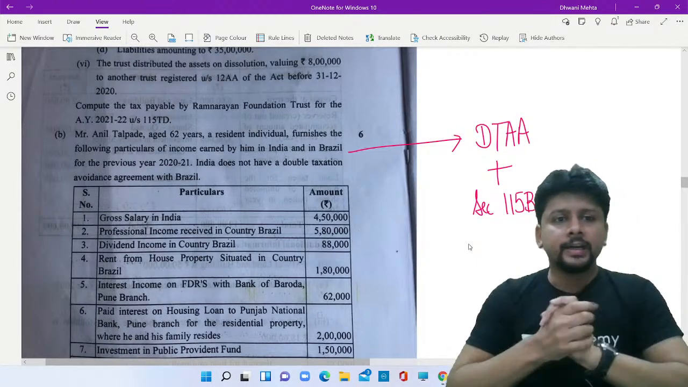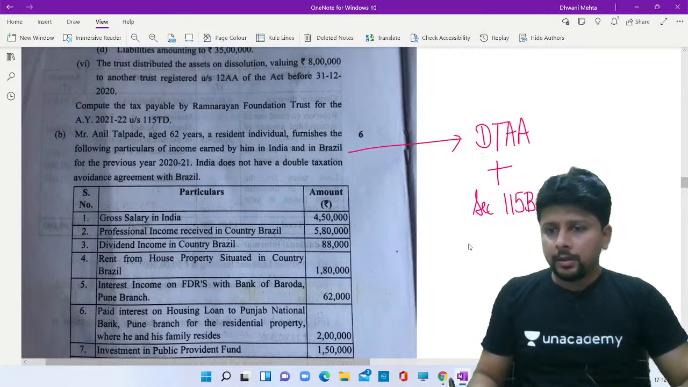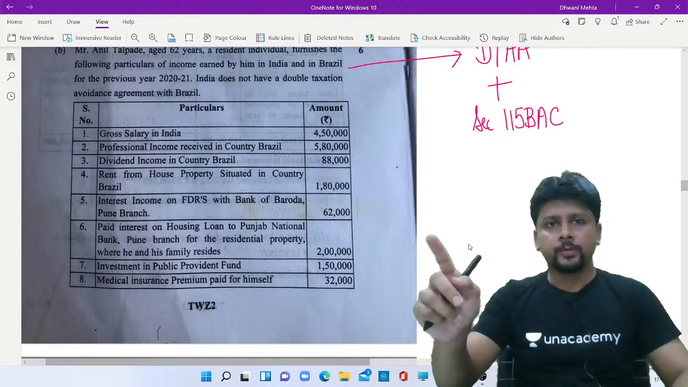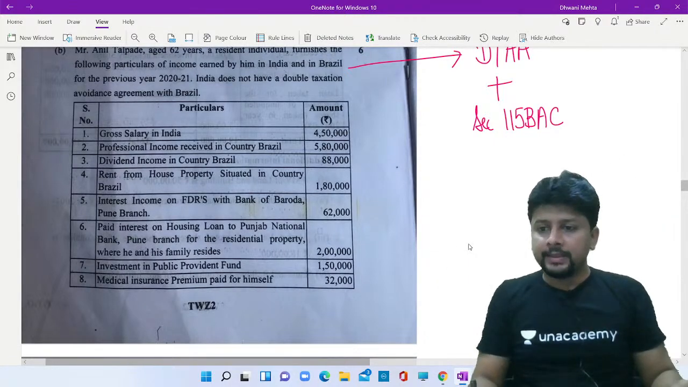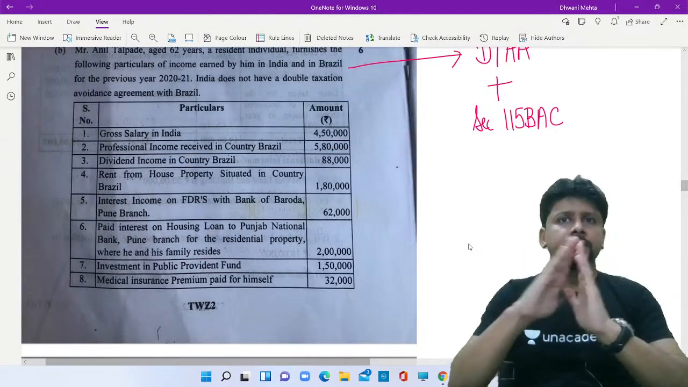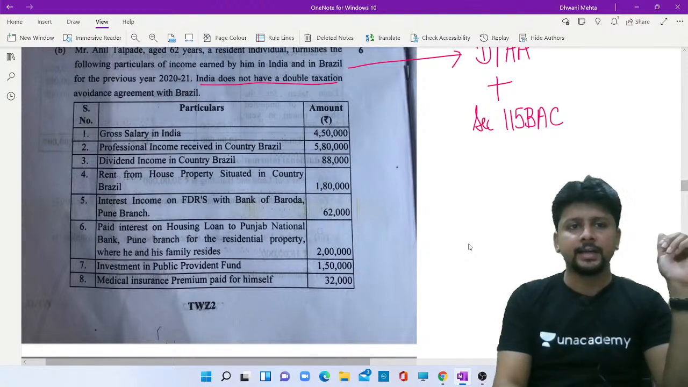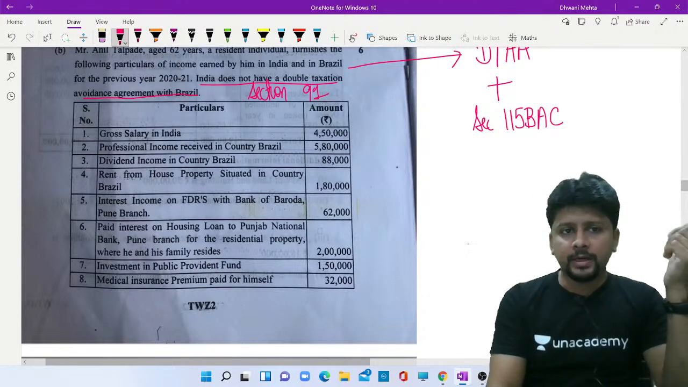Very intelligently drafted, very straightforward sum. When a student is reading the sum, he or she can quickly analyze: okay, this is salary, the house property, this is foreign income, this is chapter 6A deduction. And then towards the end, when you read foreign income, you realize that this must be related to double taxation avoidance agreement. And the question specifically says India does not have a double taxation avoidance agreement with Brazil. That means you are going to claim a relief under section 91. Your relief will be under section 91.